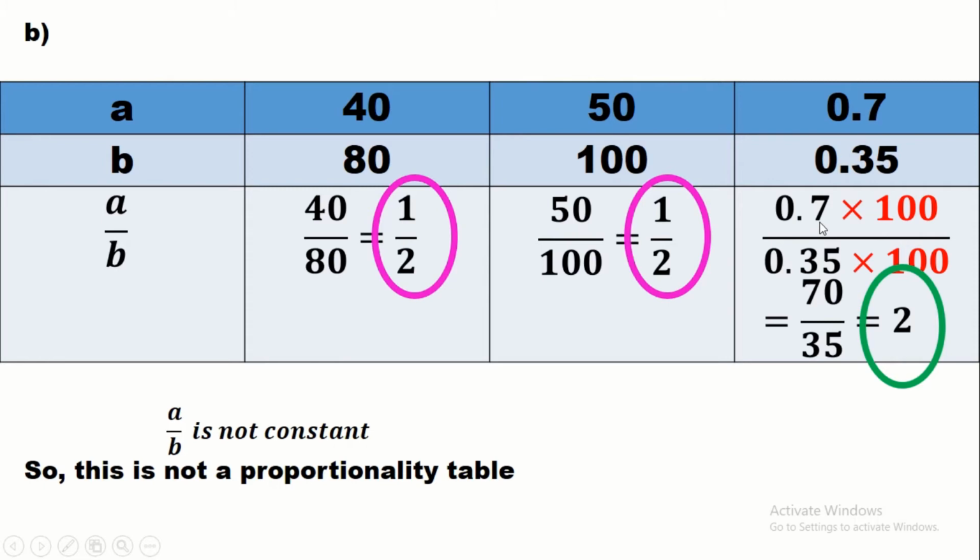Now 0.7 times 100 gives us 70 over 0.35 times 100 gives us 35. 70 over 35 is 2. If you note something, 1 over 2 in the first two ratios, while 2 in the last one. 2 is 2 over 1, the inverse of 1 over 2. They are completely different. That's why we say A over B is not constant, so this is not a proportionality ratio.